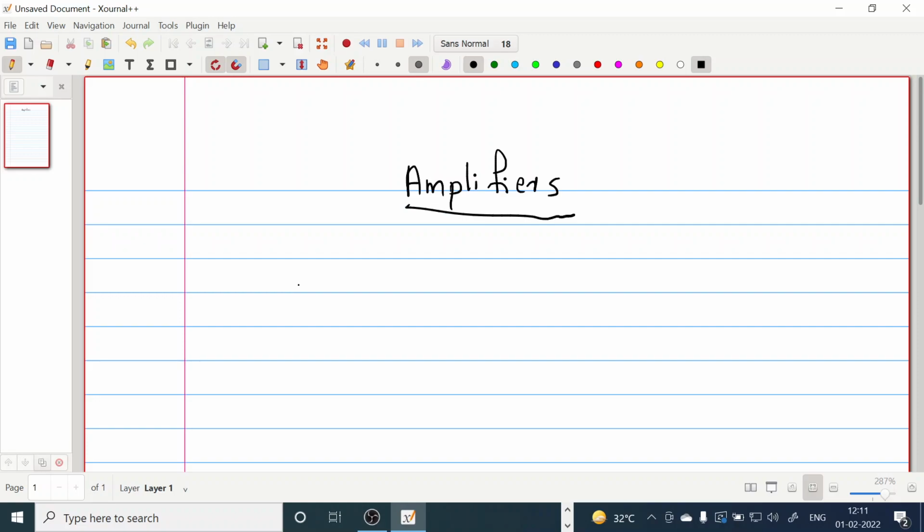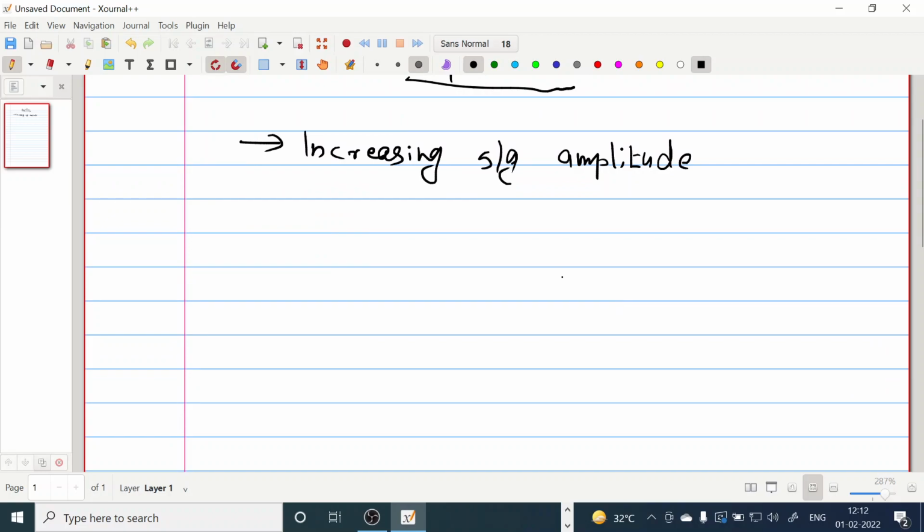So you know amplifiers, the amplification is just the process of increasing the amplitude of a signal. Increasing the signal amplitude. That is what is called amplifier. And how is this amplification performed? That is a question. So when we just draw the schematic of an amplifier, this is just the block.